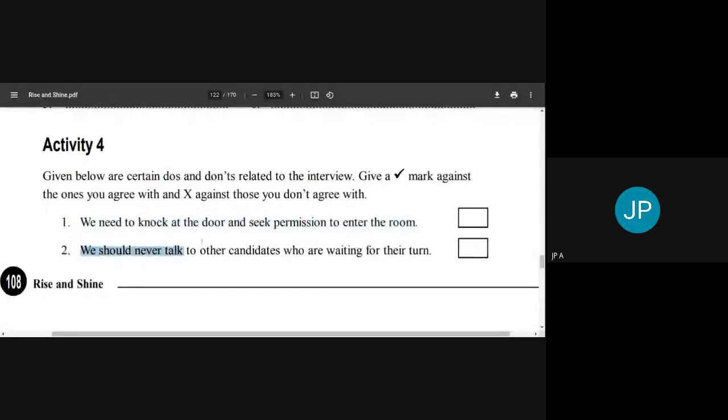Next one is slightly tricky. We should never talk to other candidates who are waiting for their turn. Should we talk to other candidates who are waiting for their turn? It says we should never talk. So if we tick it, it means we should never talk.